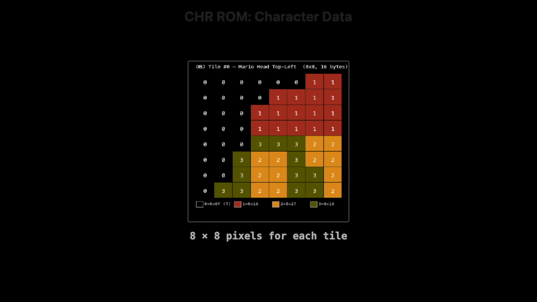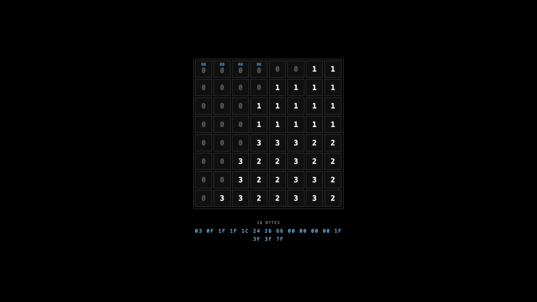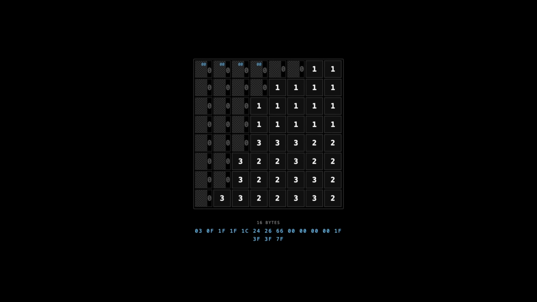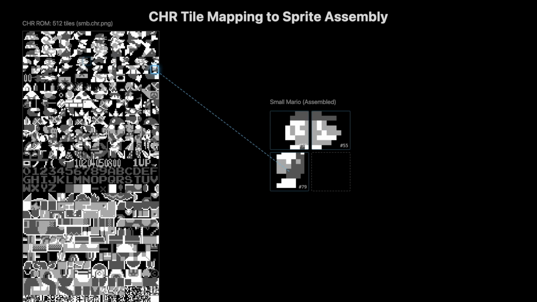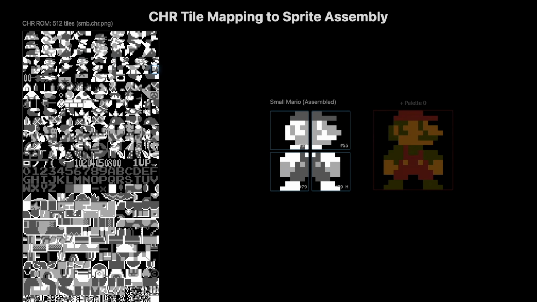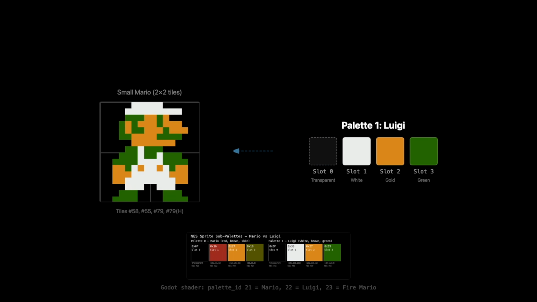The encoding is 2 bits per pixel, which means each pixel can be one of exactly 4 values: 0, 1, 2, or 3. Value 0 means transparent, and values 1 through 3 are palette slots that get filled in with real colors at runtime. And that's the thing. The tiles themselves don't have colors baked in. They have slots. When the game renders Mario, it says use palette 0 for these tiles, and palette 0 says slot 1 is red, slot 2 is brown, slot 3 is skin tone. When the same tiles are used for a different character, a different palette fills those same slots with different colors.